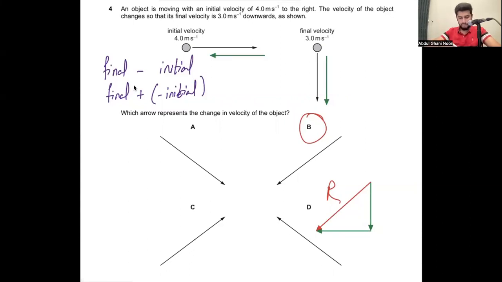And then I've said final plus minus initial, so this is 3, and then this is minus 4. And the resultant is always from the head of the first one to the tail of the last one. That is why you get option B as the answer.